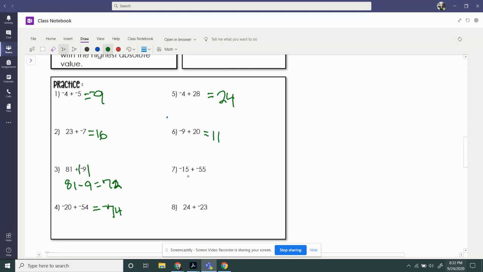Here we have two negatives. We just add them together and keep the sign. 55 plus 15 is 70. Since both signs are negative, our answer will be negative. Now we have a positive and a negative, so we ignore the sign and subtract the smaller one from the larger one. So 24 minus 23 equals 1, and we keep the sign of the larger number.